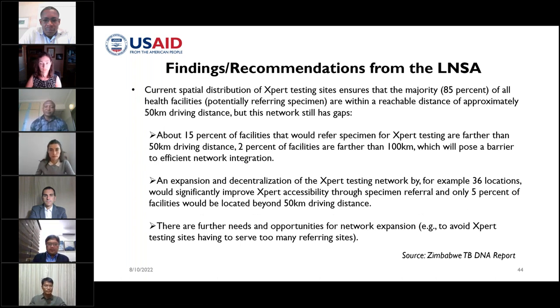And also it was observed that the current spatial distribution of Xpert testing sites would ensure that the majority of all health facilities potentially referring specimens are within a reachable distance of approximately 50 kilometer driving distance, but this network still had gaps. So about 15% of facilities that would refer specimens for Xpert testing were further than 50 kilometer driving distance, and 2% of facilities were further than 100 kilometers, which will pose a barrier to efficient network integration. So an expansion and decentralization of the Xpert testing network by, for example, 36 locations would significantly improve access to Xpert testing through specimen referral, and 5% of the facilities would be located beyond 50 kilometer driving distance. So there were further needs and opportunities for network expansion, for example, to avoid Xpert testing sites having to serve too many referring sites. Next slide, please.